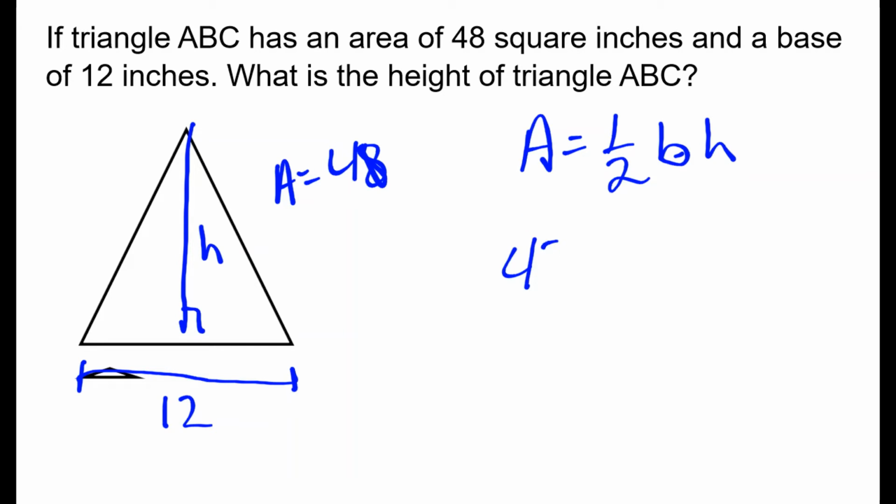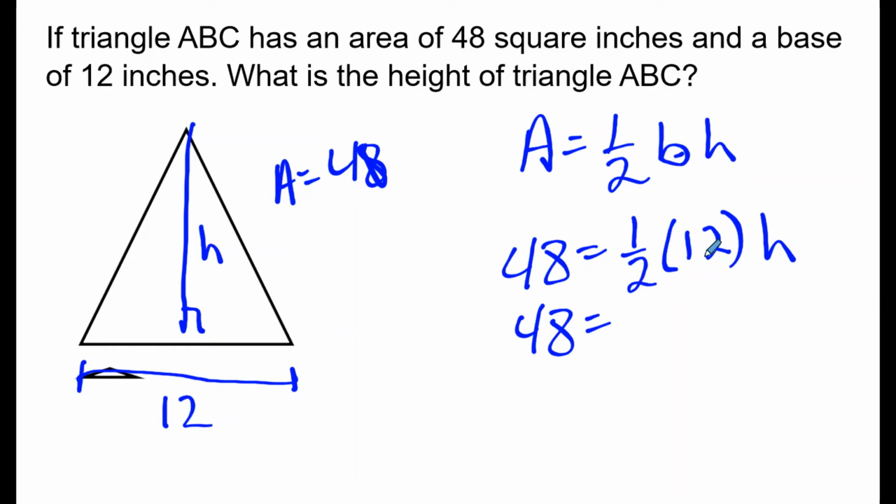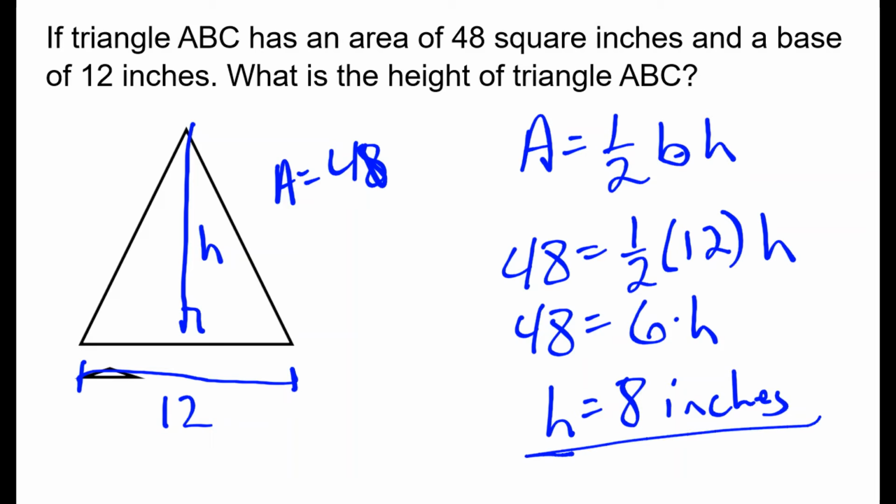I'm going to plug in what I know. It is important that you have both sides of the equation here. We're going to plug in the 48 for the area, and the 12 for the base. We're going to solve for the height. Half of 12 would be 6. We divide by 6. Our height would end up being 8 inches.